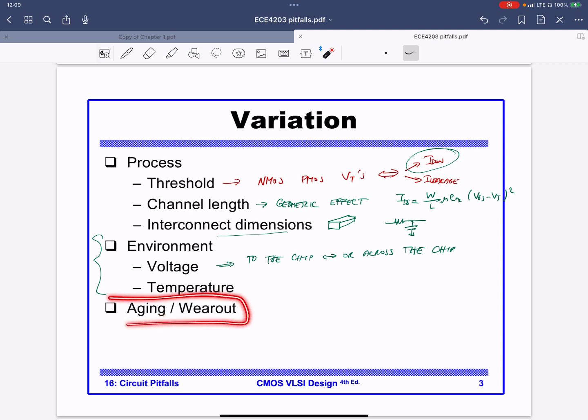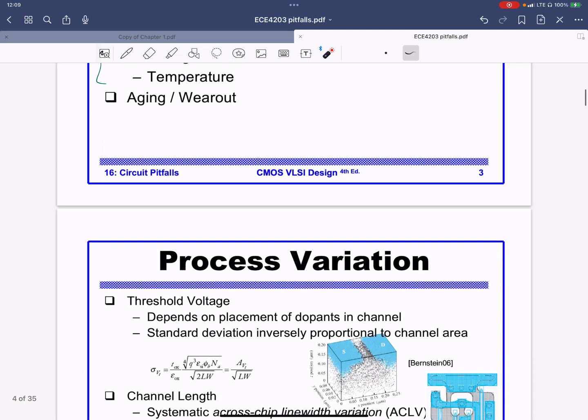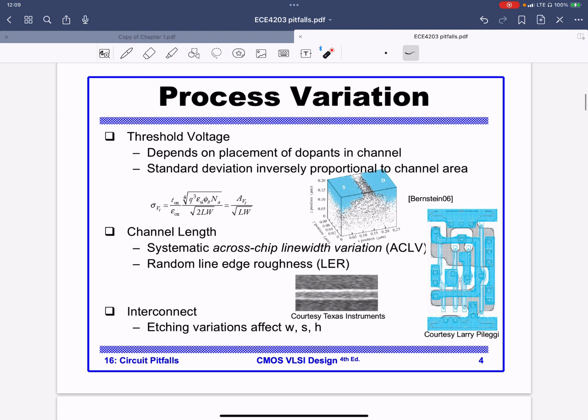And finally, the circuit itself can age, just like anything else ages with stress, strain, and wear over time. So let's first look at the process variations. The threshold voltage is coming from a distribution of dopants in the channel.